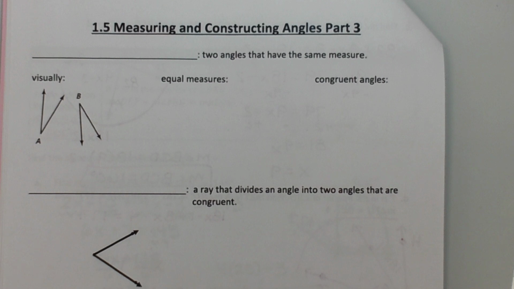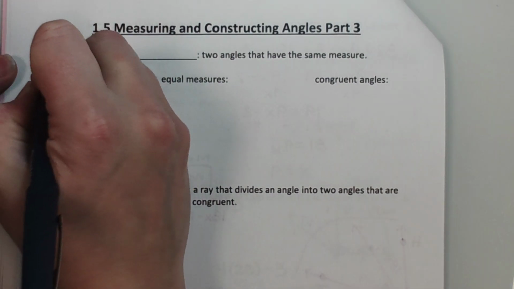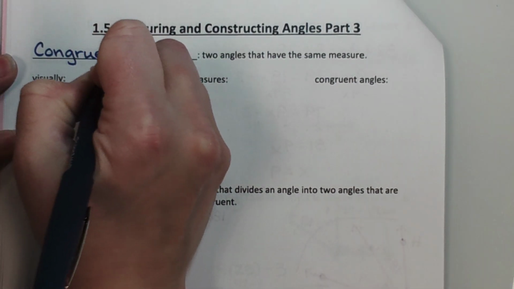Now these definitions are going to sound familiar to ones we've already talked about so far, because really they are. We have talked about a version of these definitions already. The only difference between what we talked about initially and what we're talking about today is if we are talking about angles versus segments. So, two angles that have the same measure are congruent angles.